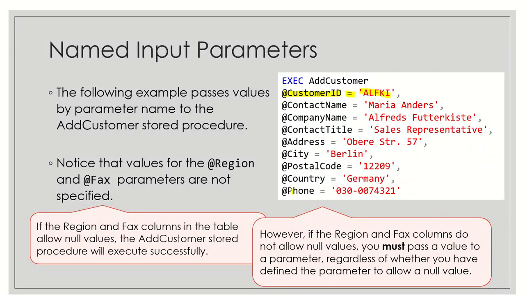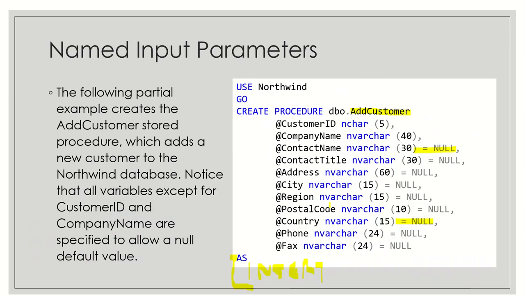And if those parameters have defaults assigned, then the procedure will use the defaults instead. If the parameters do not have defaults, then you can't leave them out. So for example, you can't call add customer without providing customer ID and company name. They don't have an assigned default, so you have to provide a value. Those are the only two that are required. These other ones are all optional. If you leave these other ones out, they will use null.